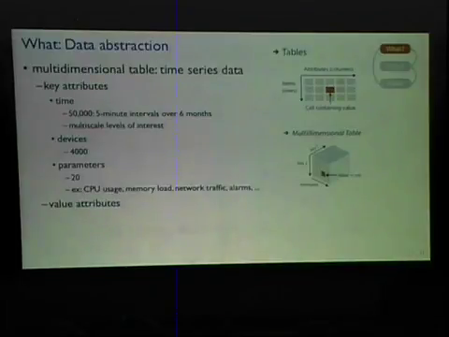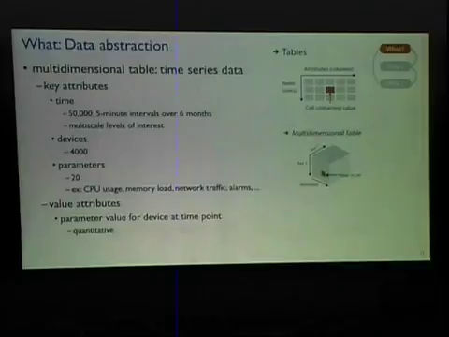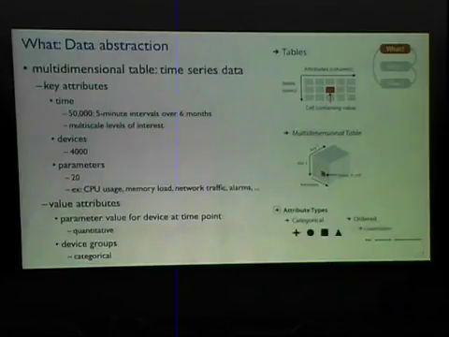And then what's in it? Well, there's a lot of numbers, which are just the parameter value for the device at the time point. These are quantitative attributes as opposed to device groups, which are more of a categorical attribute. These devices are together in a group. So these buzzwords here, quantitative and categorical, what are they? Well, there's different kinds of attribute types, and as we'll see coming up, there's a critical distinction about whether what you've got is simply saying it's in this category or it isn't.